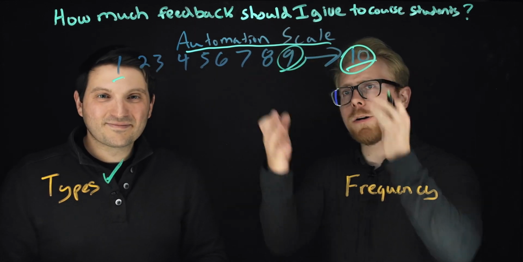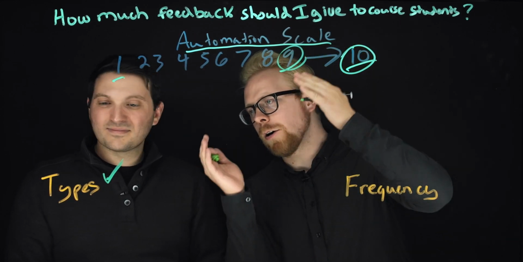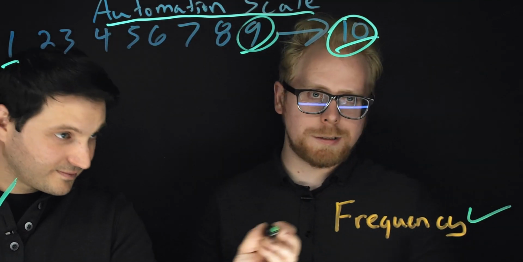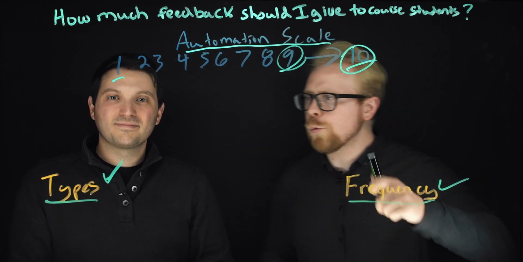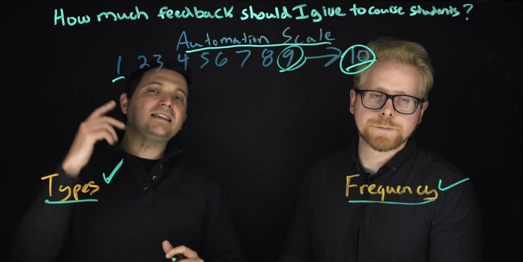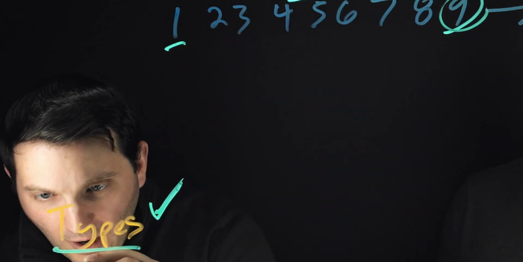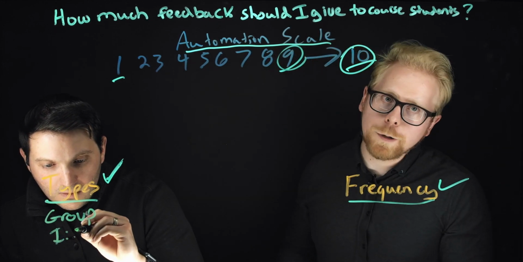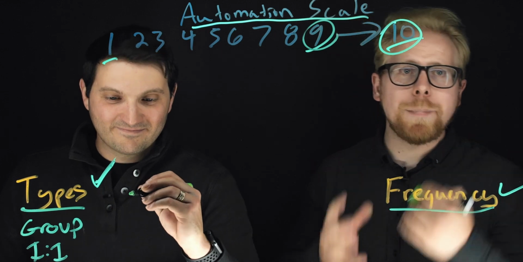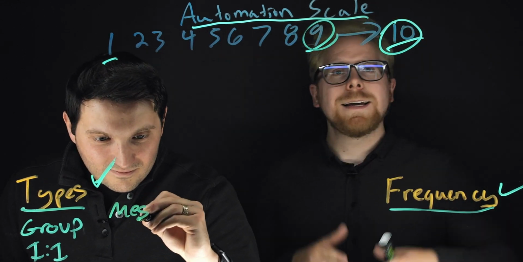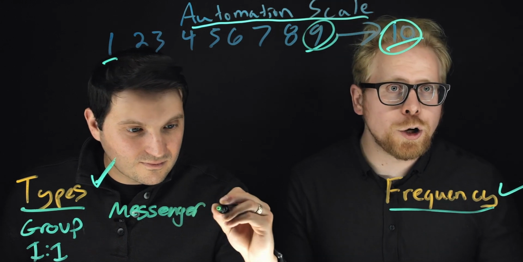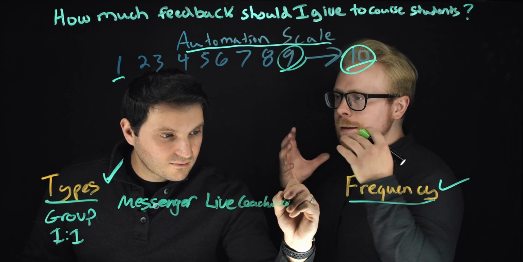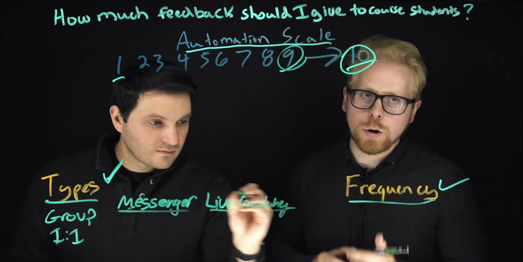Exactly. Once you figure out where you are on the scale, what you really need to look at are the types of feedback that exist, and also the frequency of the feedback. So Hector, what are the 2 main types? The 2 main types are group and one-on-one. Within group, we have some subtypes, and within one-on-one, we also have some subtypes. The first one is messenger-based, and the second one is live video-based coaching.